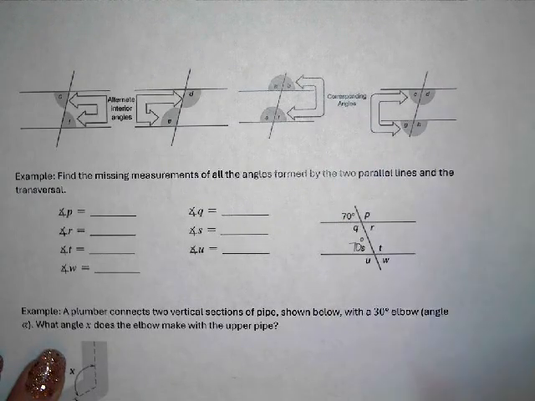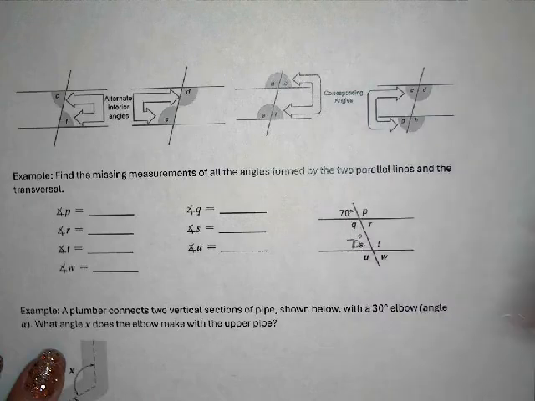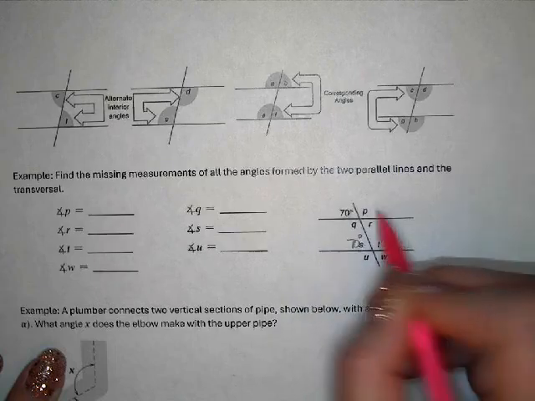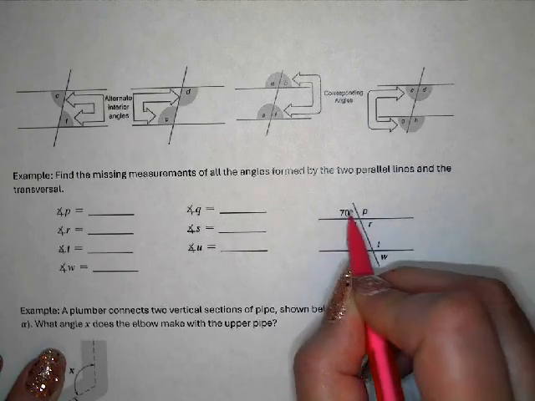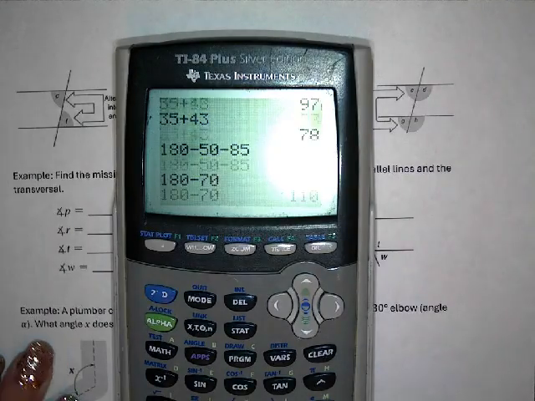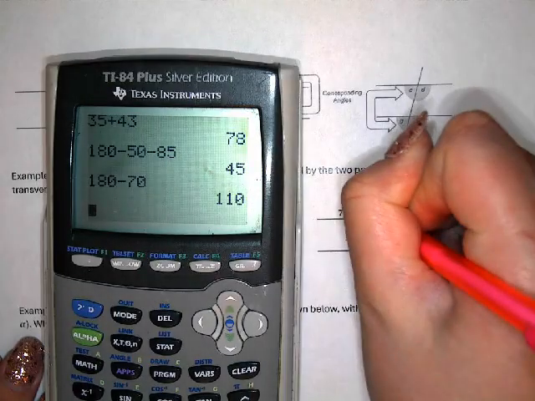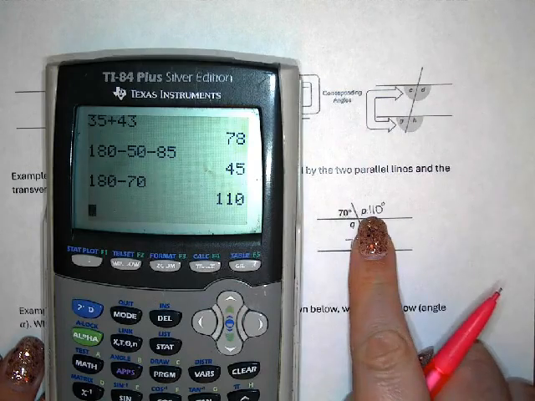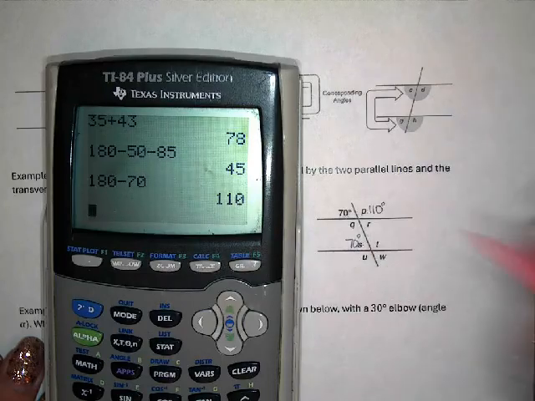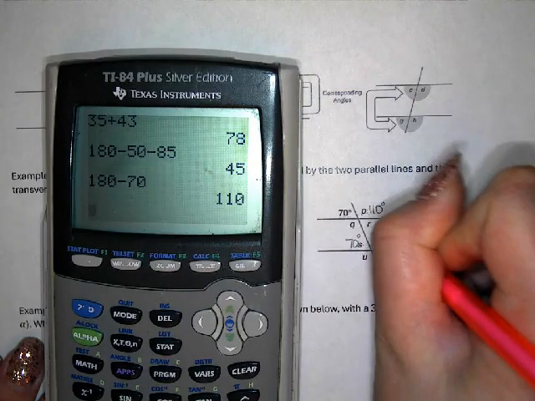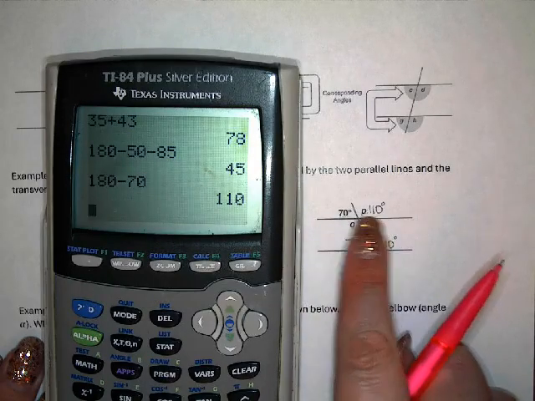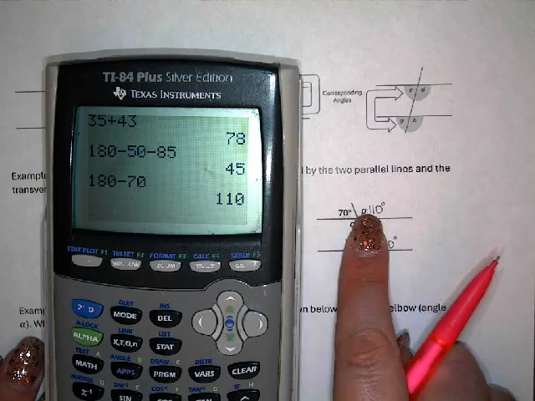If this is 70, then we know that on a straight line, these two are going to add up to 180 degrees. So I can just do 180 degrees minus 70 degrees. I get 110 degrees. This is the upper right number. So upper right, those are going to have to be the same. So what I just did is I was using the relationship of adjacent angles because they add to 180, and I was also using the relationship of corresponding angles.